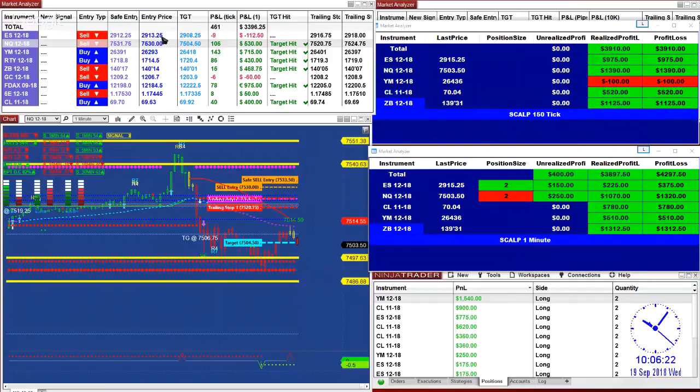1325 is a re-entry point, and we'll see how those trades come out. Guys, I'm gonna take a 5 minute break.